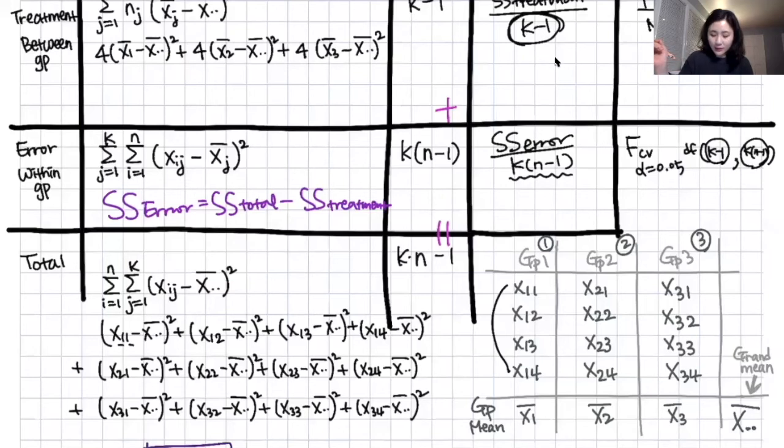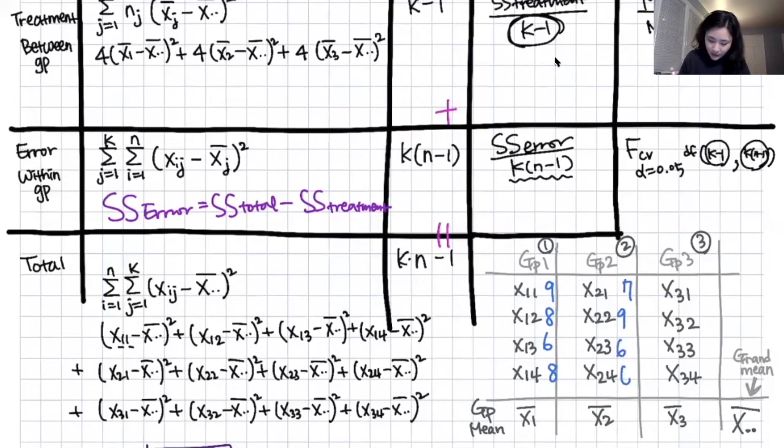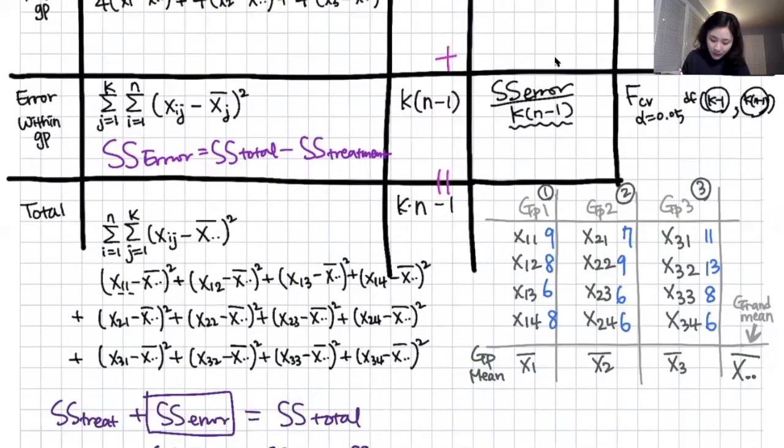So I'm going to show you with examples. The scores in group 1, for example, are 9, 8, 6, 8. Group 2 is 7, 9, 6, 6, and group 3 is 11, 13, 8, and 6. So my first group mean is 7.75, the second group mean is 7, and the third group mean is 9.5. My grand mean is 8.08.